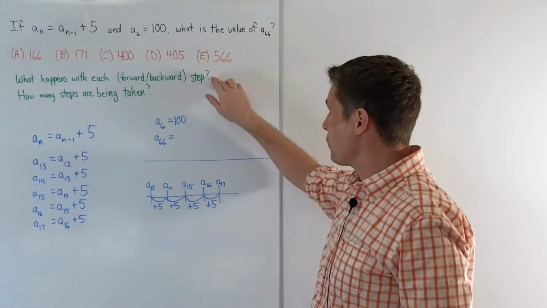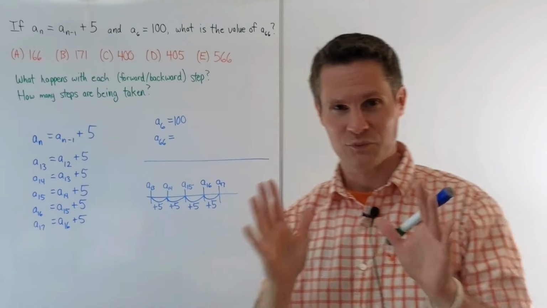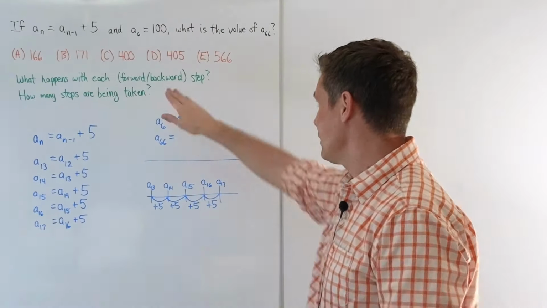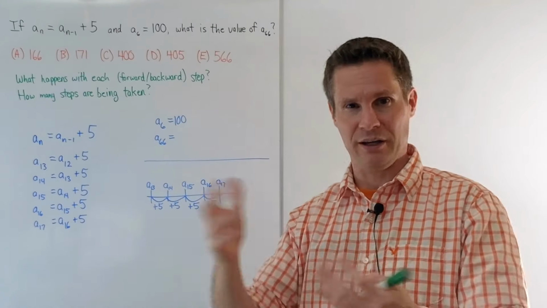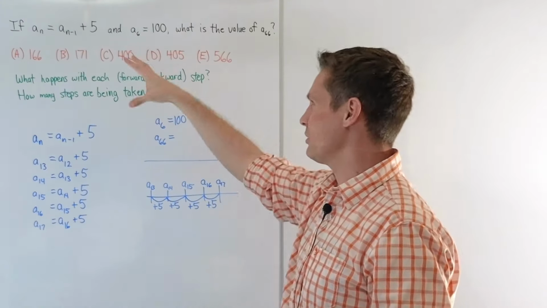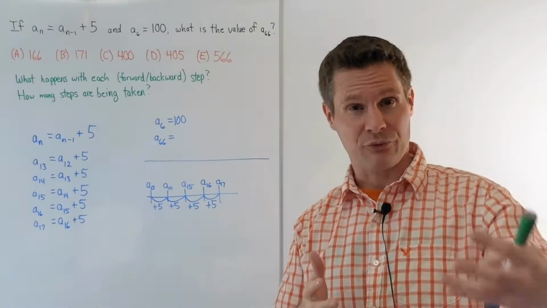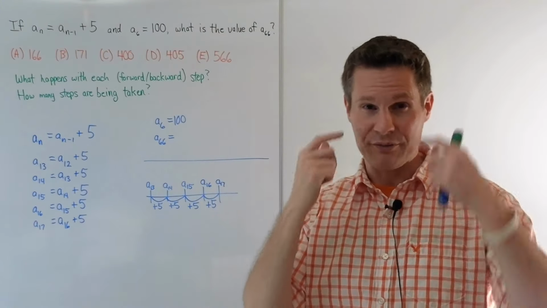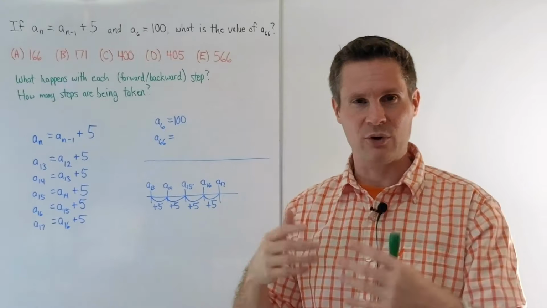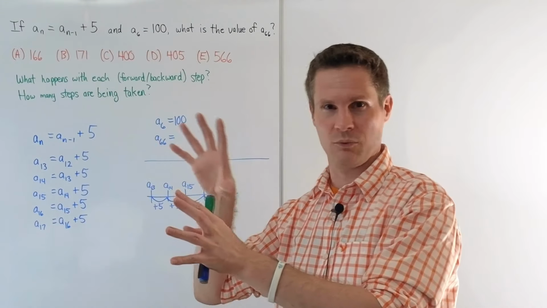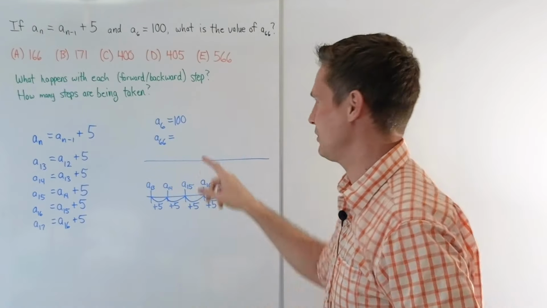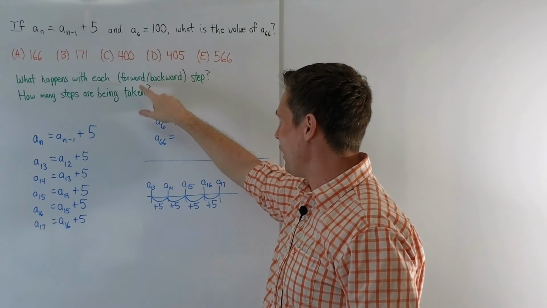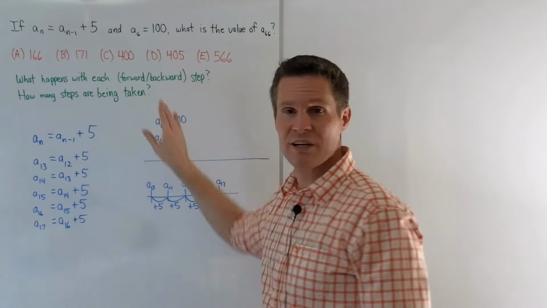And so that's one of the questions that I want us to be really clear about when we encounter this type of sequences question: just what happens with each step. And most often, we're going to be presented with what happens with a forward step in terms of the equation we're given. But sometimes we'll have to think about what happens if we take a backward step, just in terms of what we're ultimately being asked. We may have to think of it in the other side of the equation. But what happens with each step, and then how many steps are being taken?